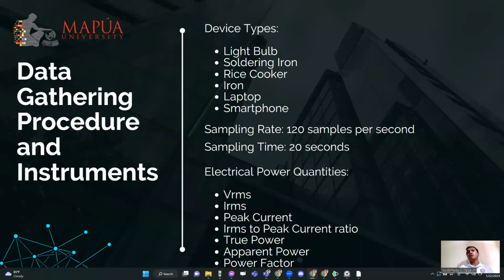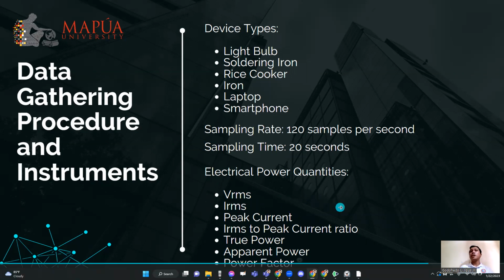For the data gathering procedure and instruments, I have classified 6 device types for this research: the light bulb, soldering iron, rice cooker, iron, laptop, and smartphones. Each device type has been sampled 120 times per second for 20 seconds. Once the samples have been collected, we can extract electrical power quantities from them. First, I considered the VRMS, the IRMS, the peak current, the IRMS to peak current ratio, true power, apparent power, and the power factor.